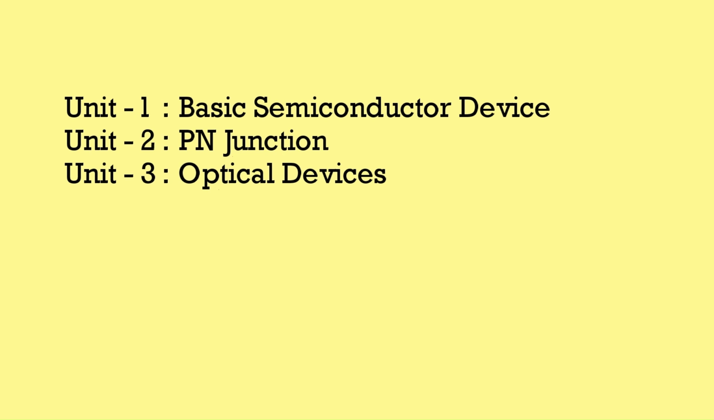You might have observed that the second unit, p-n junction, is quite small and has very few topics. That's why questions based entirely on p-n junction have fewer chances to appear in a numerical-based examination. However, the concepts of p-n junction are sometimes combined with the topics which you will study in this unit.